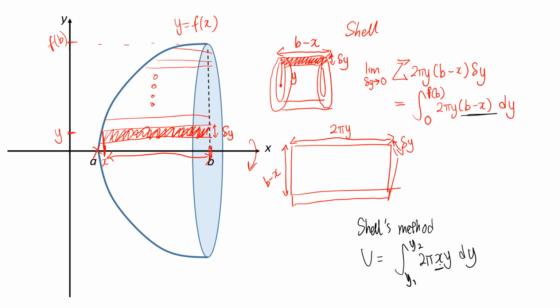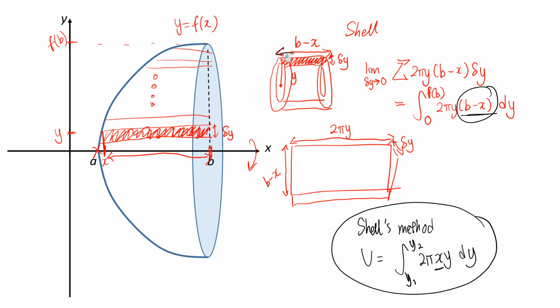So now this is a very important point. Do not just memorize this formula without understanding. This is a general formula, and depending on the scenario, the x in this case is actually b minus x, which is actually the height of the shell or the hollow cylinder.